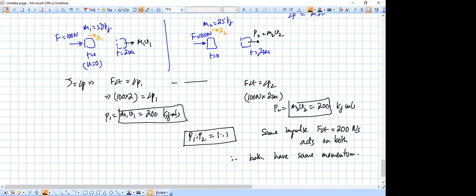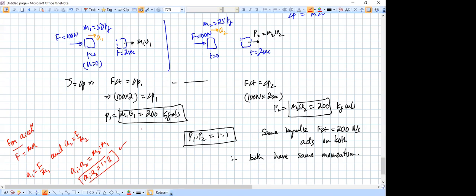However, for acceleration, you'll use a different equation. For acceleration, you'll use F is equal to ma. So A1 is equal to F by m1, and A2 is equal to F by m2. So A1 is to A2 will become m2 is to m1. That is 1:2. Momik, I hope it is clear now.